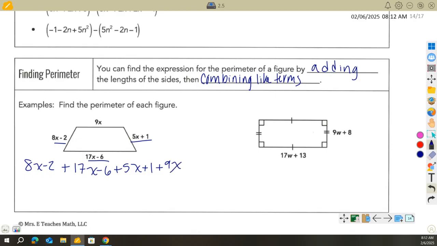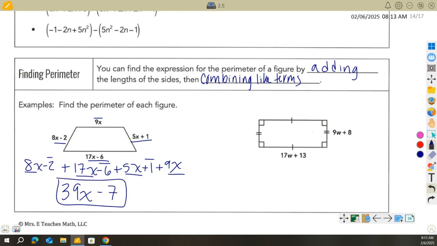So then I am combining my like terms. So I have 8x plus 17x plus 5x plus 9x. Adding all of those together is going to give me 39x. And then I have negative 2 minus 6 plus 1. Negative 2 minus 6, that gives me negative 8 plus 1 would be negative 7. So this is my perimeter of this figure.